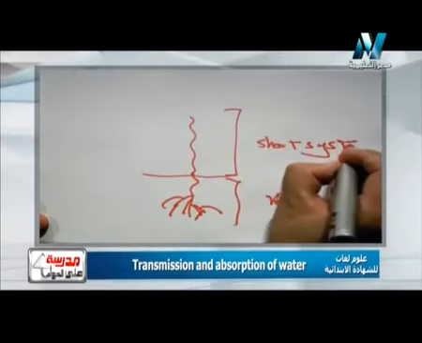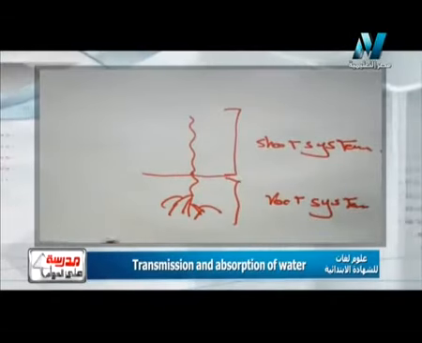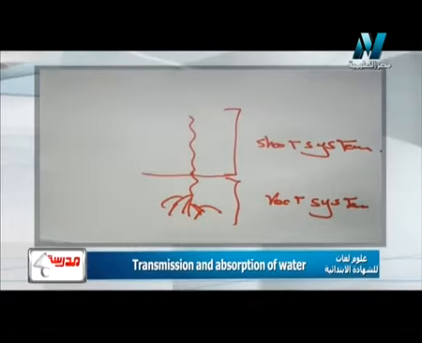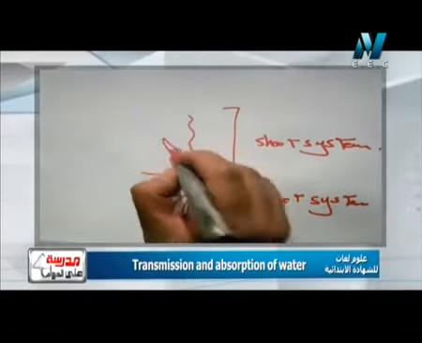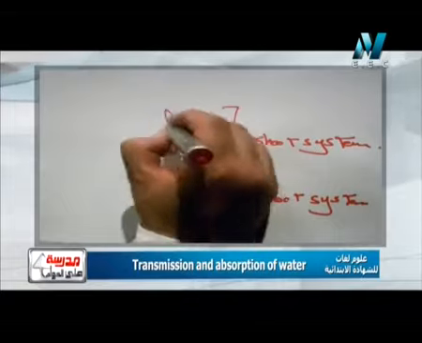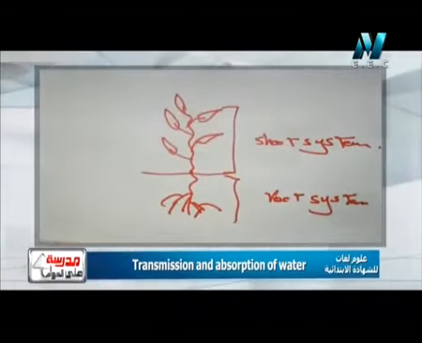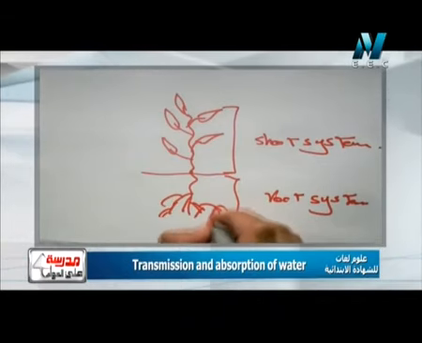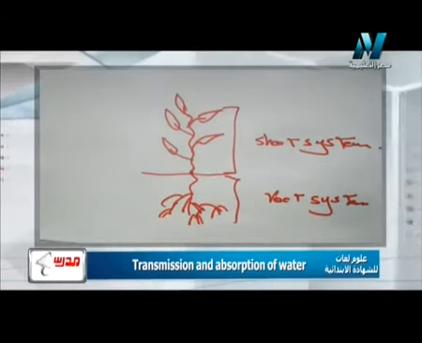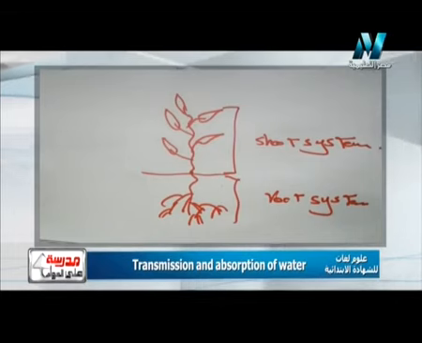The root system is the part that is under the soil, but the shoot system is the part that is above the soil. Today we will study in detail the root system, which is the part of the plant that is found under the soil, the root system.